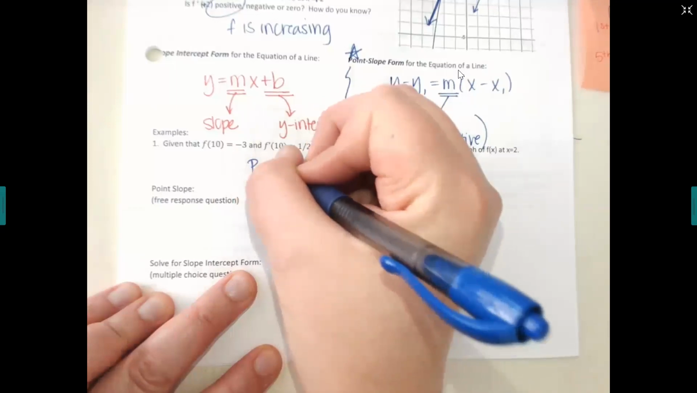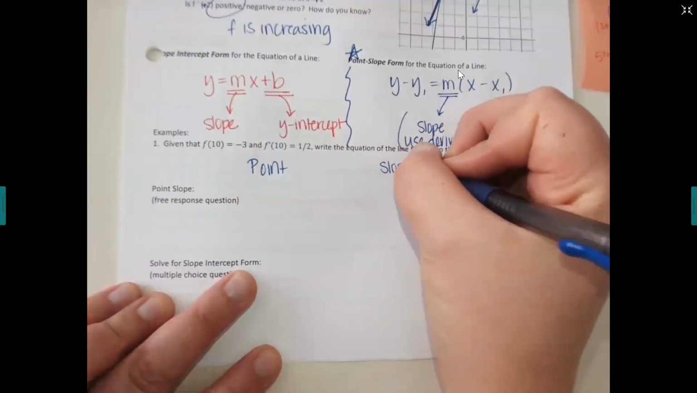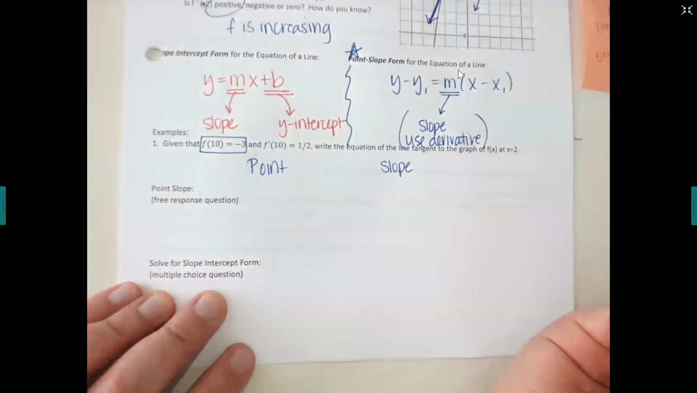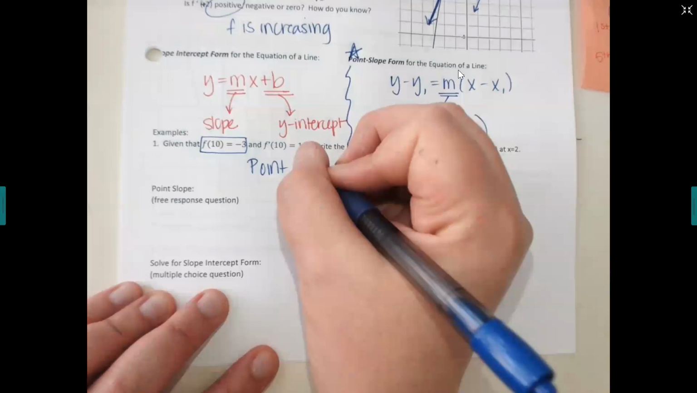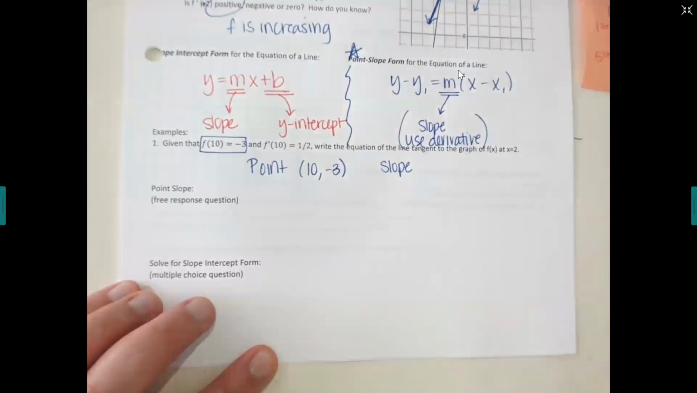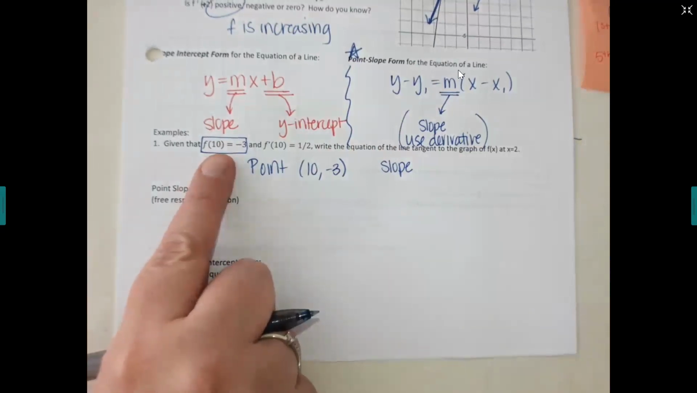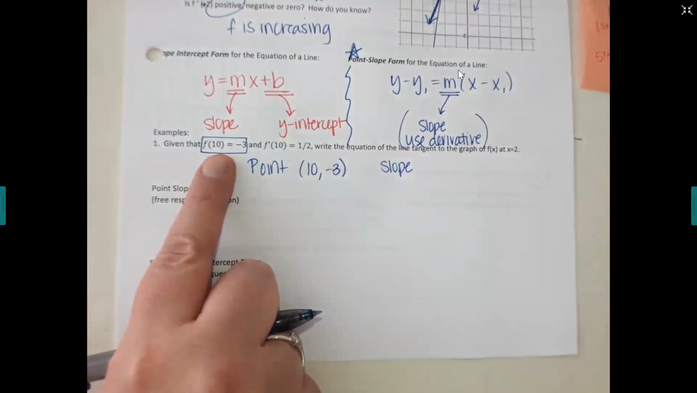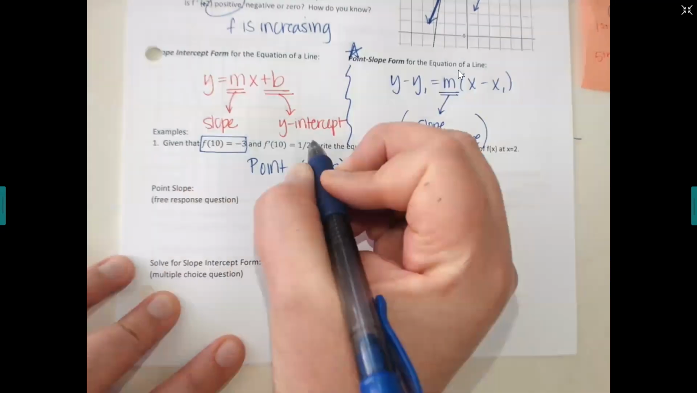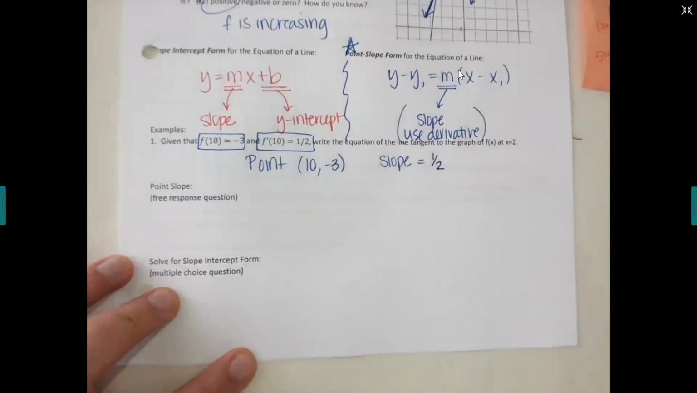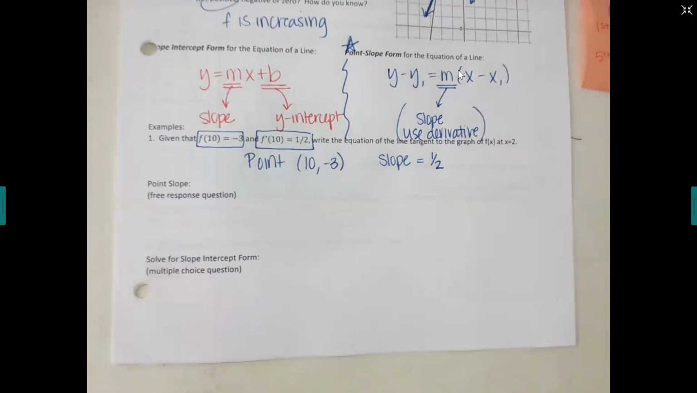The point is always going to come from the original function f. They told me that f of 10 is -3. That means that 10 gives me a -3 y value. The parentheses number is the x, the answer is the y. Now, for my slope, they're telling me f prime of 10 is a half. That means my slope is a half. And remember, what do we use for the slope? We use the derivative, okay?